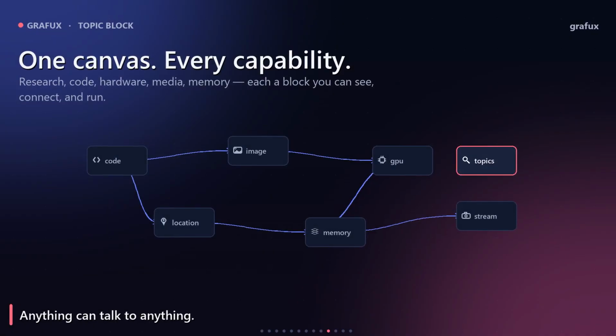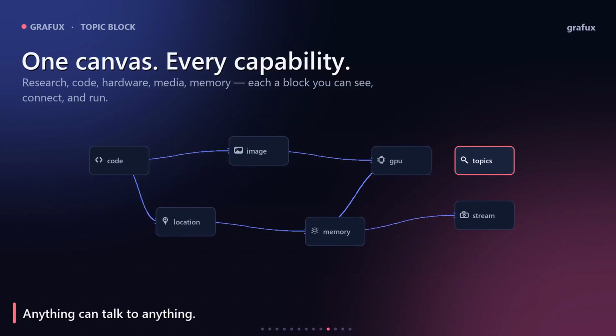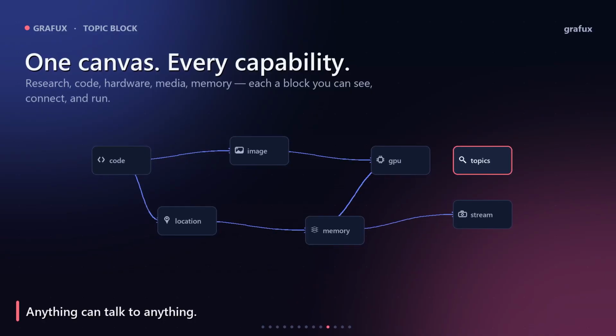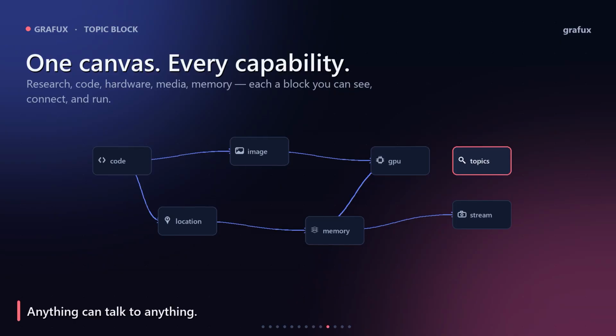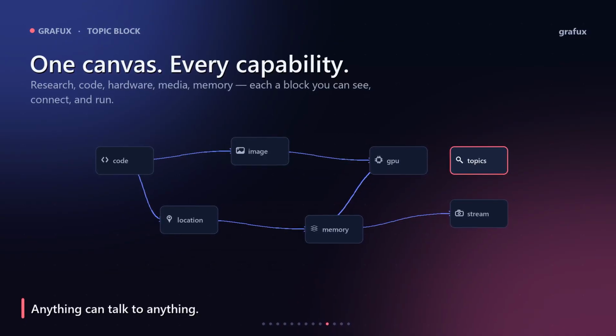And that's the real idea behind Grafux. Every capability you can imagine, research, code, hardware, media, memory becomes a block you can see, connect, and run. The topic block is just one piece of a canvas where anything can talk to anything. No glue code, no context switching. Just build. Start with a single block today and grow it into whatever you can dream up tomorrow.